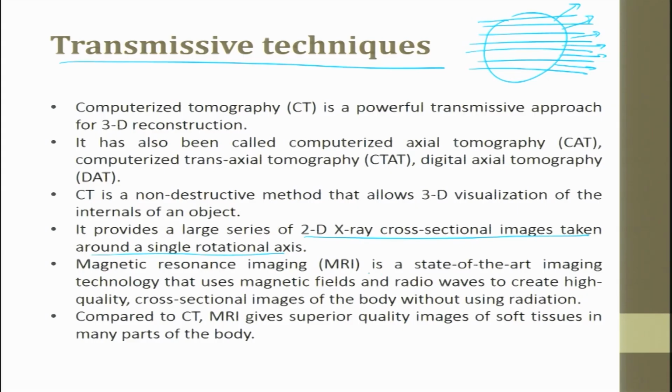Magnetic resonance imaging is a state-of-the-art imaging technique that uses magnetic field and radio waves to create high-quality cross-section images of the body without using radiation. So, this is the other technique. These two techniques are effectively used for scanning the human body internally. Compared to CT, MRI gives superior quality information of soft tissues in many parts of the body. So, people always prefer to take MRI data, but if you look at MRI data or CT data, you can reconstruct the object and also find out internal flaws which are present.